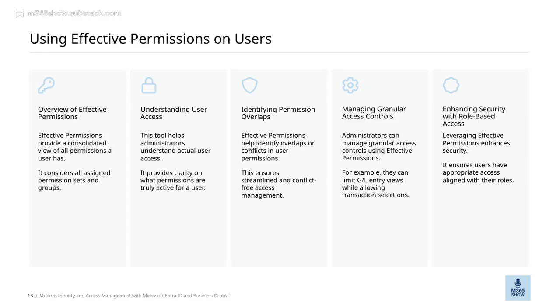Managing these granular permissions helps identify overlaps or conflicts in what users are permitted to do. This ensures a smoother, conflict-free access management process, making it easier to maintain security and operational efficiency. Effective permissions also help administrators understand what permissions are actually active for each user. Sometimes, permissions can be complex or layered, so this clarity is crucial. It provides a real picture of user access, eliminating confusion.